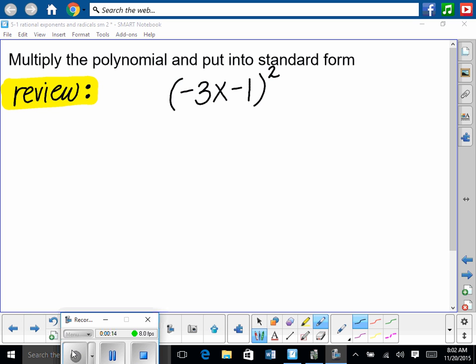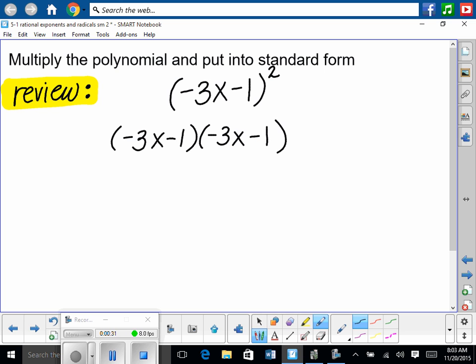So it sounds like a dumb question at this point for you guys because you're getting so smart. But can we just square negative 3x and square negative 1? No, that would be breaking the forbidden rule. So we would rewrite this one as negative 3x minus 1 times negative 3x minus 1.